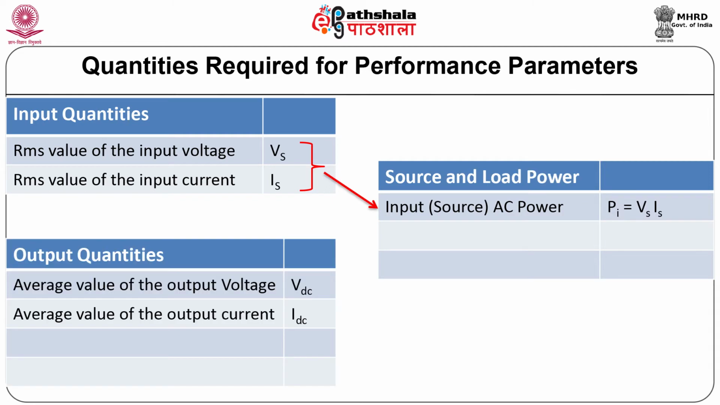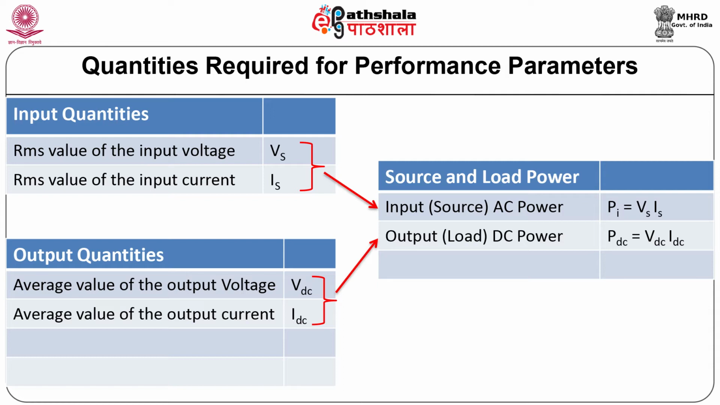Output quantities are the V0 and I0, that is output voltage and output current. So from the output voltage waveform and output current waveform, one can determine the average value of output voltage and average value of output current. From this, we can determine the output power, which is DC power. But it is not pure DC, so it has some ripple.